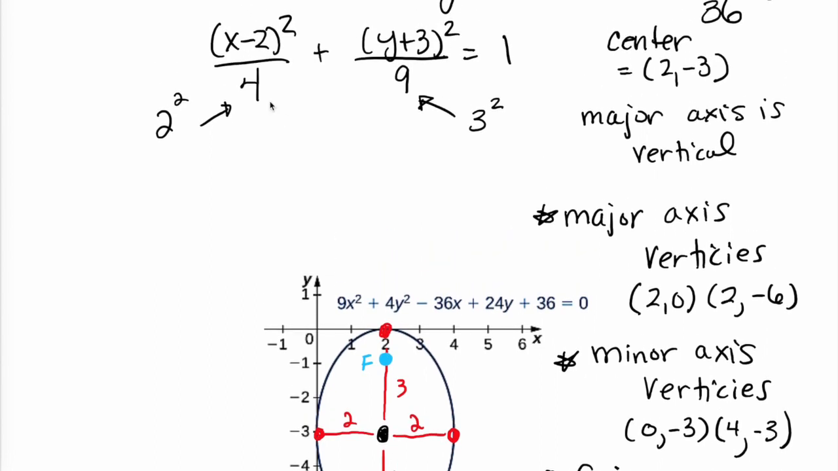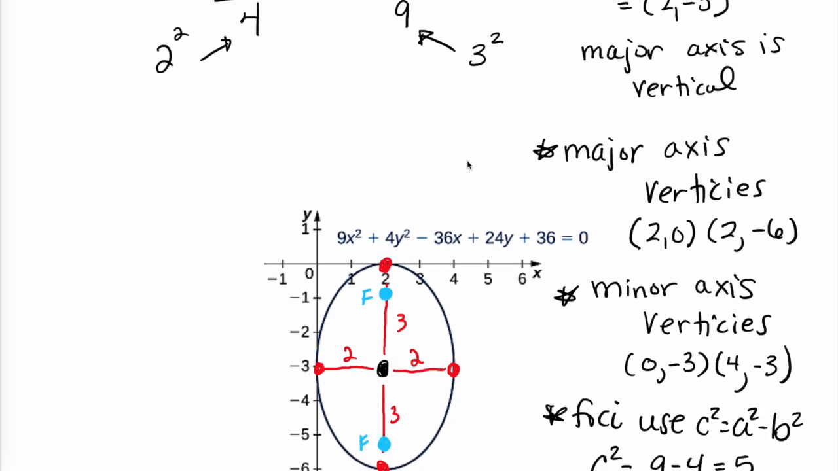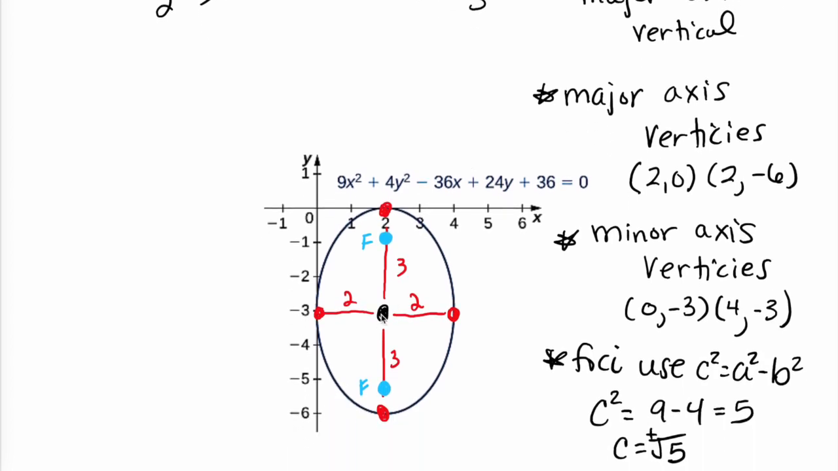And these values here, my A and my B, tell me the length of my major and minor axes. So because my A here is 3, that means along my major axis from the center out is going to give me my vertices. So from the center, I'm going to go out 3 because that's my value of A. That's going to give me the vertex here. And then on the other side, I'm going to come out A, and that's going to give me this vertex here. Because these vertices are along the major axis, these are called the major axis vertices. So that would be 2, 0, and 2, -6.